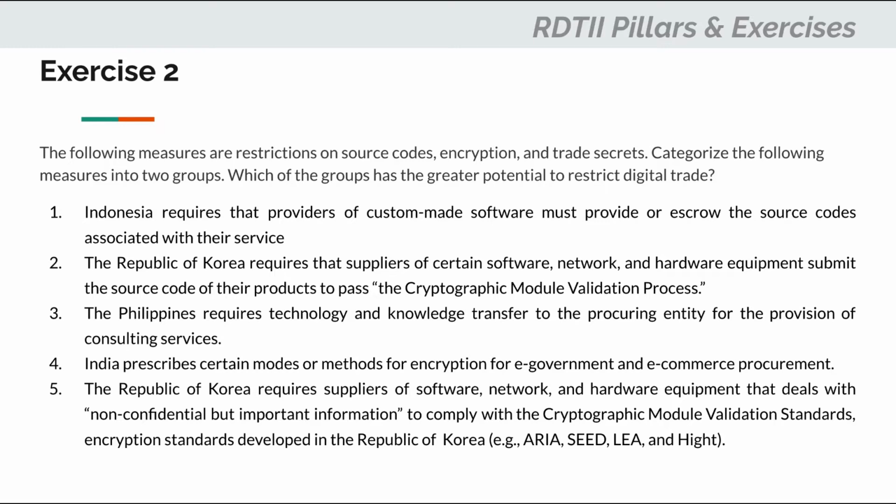The following measures are restrictions on source codes, encryption, and trade secrets. Categorize the following measures into two groups. Which of the groups has the greater potential to restrict digital trade?